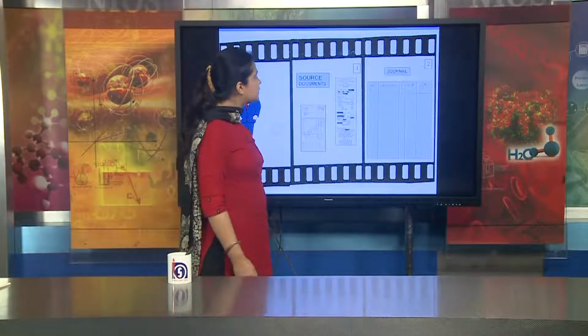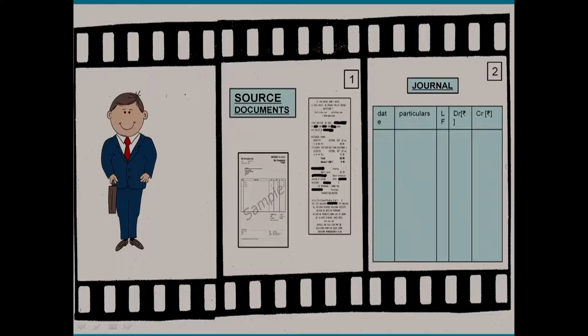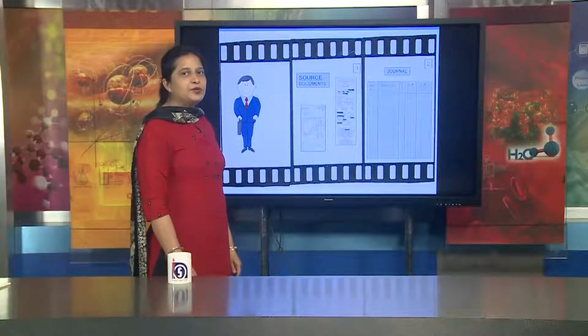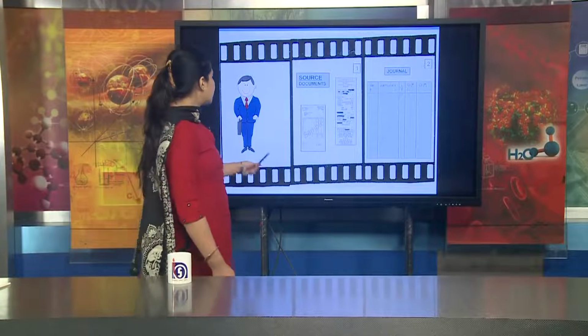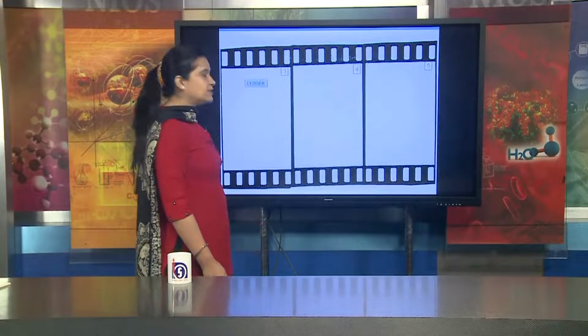So you can see this is the format of a journal. Here you can see that we write the date and the particulars. Here we write the ledger folio, the debit amount and the credit amount. So after we prepare the journal, the next thing that we do is we prepare the ledger.